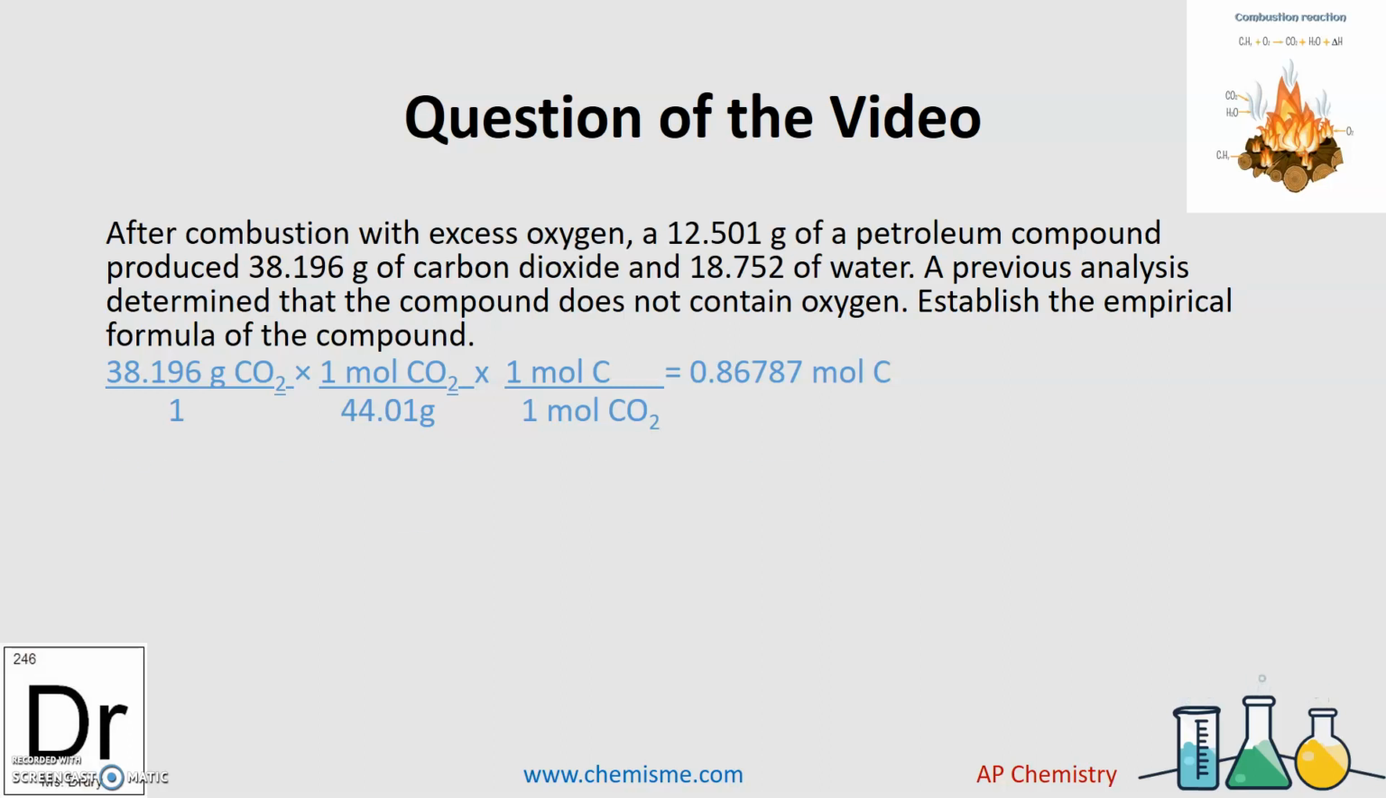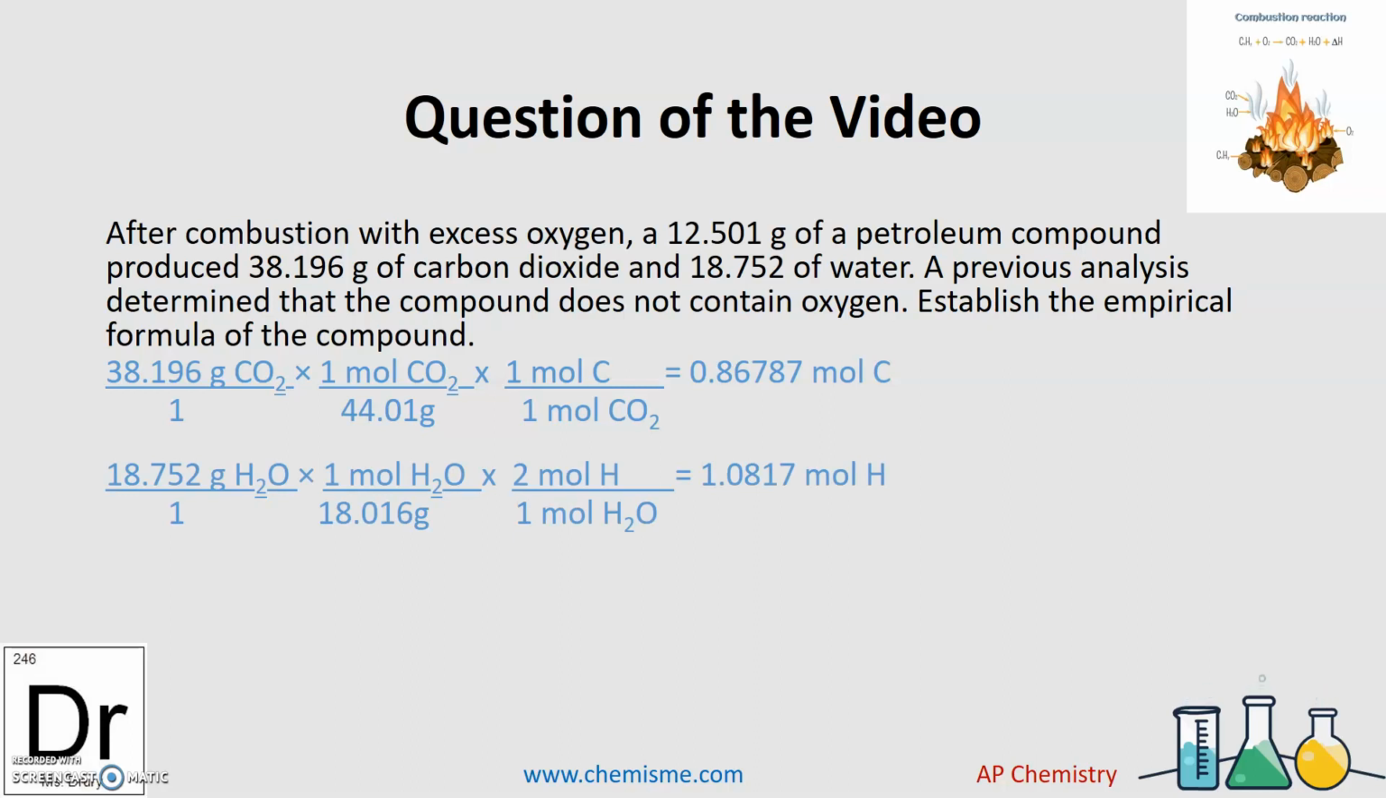And now we're going to do the same thing for water. So water was 18.752 divided by the 18 on the reference table times 2. So this is the reason why we have to show the original mole ratio of CO2 to C, because sometimes it's 1 to 1, but in this case it was 1 to 2. So you're showing that you know there's twice as many hydrogens in water than there are carbons in carbon dioxide.